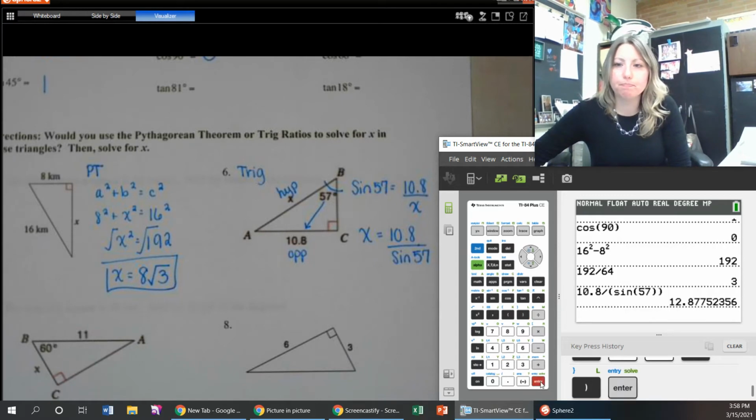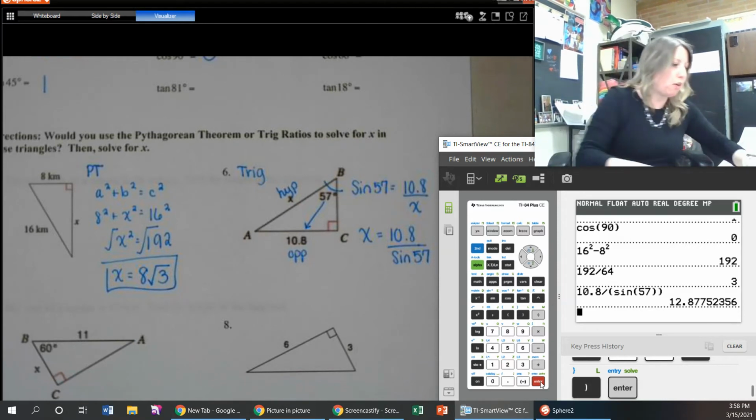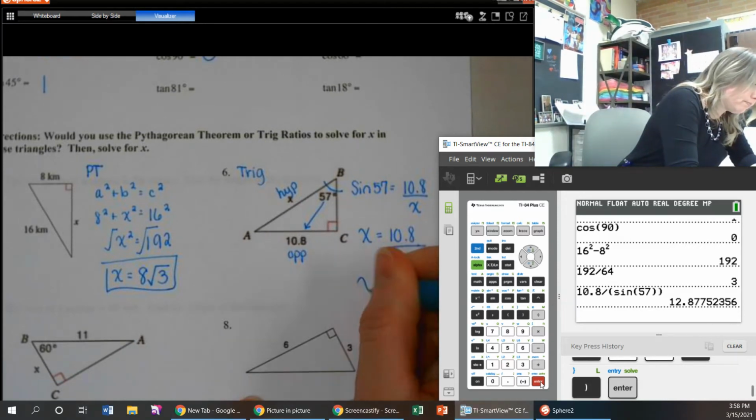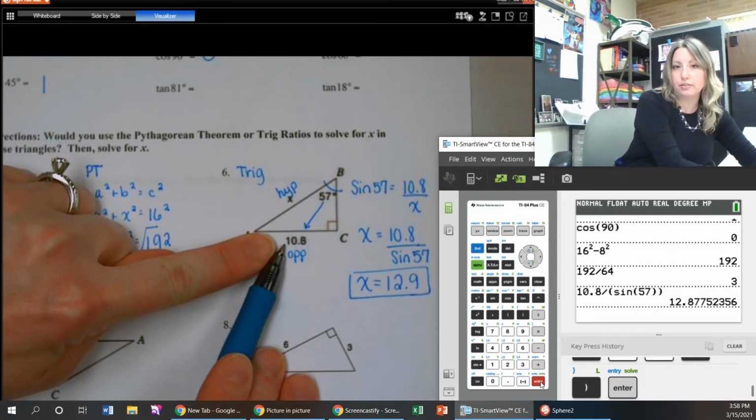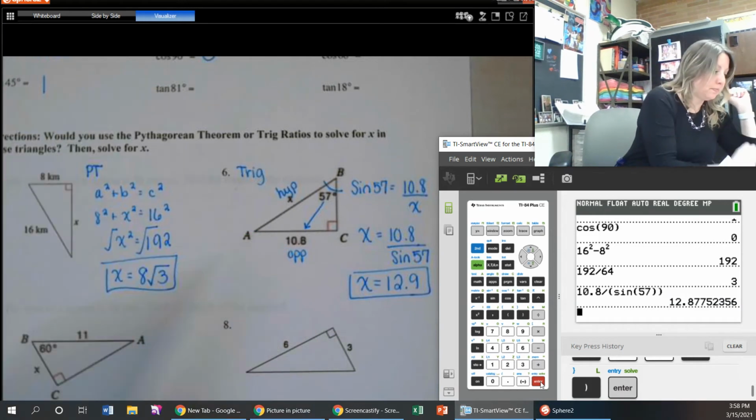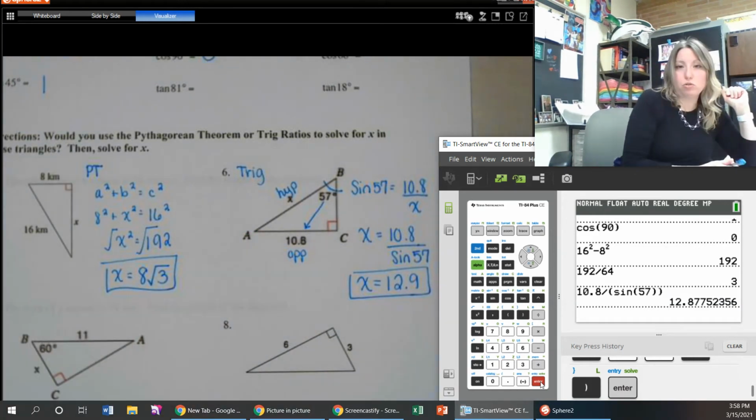What do we get? Okay, what did it say to round to? If I was rounding, it didn't, so let's round to the nearest tenth. That would be 12.9. Makes sense. Needs to be the largest side, so it definitely needed to be larger than this. I'll leave the other ones to you.